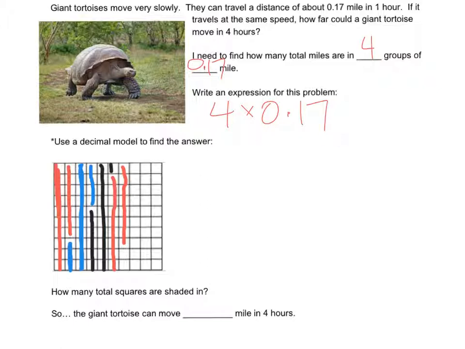So when I'm looking at this, how many squares are shaded in? I have 68 squares that are shaded in. If I want to think about it as decimals, which I should probably do, I've got 6/10ths. Each of those columns is a 10th, so that's 6/10ths. And then I have right here 8 more hundredths, so 68/100ths. So in 4 hours, the giant tortoise can move 68/100ths of a mile. Not very far, maybe even a little faster than me when I'm out running and training.